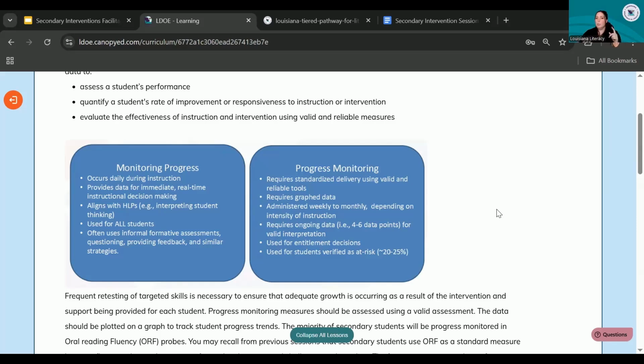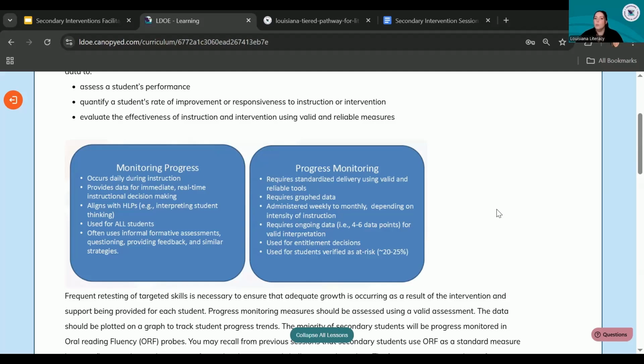Progress monitoring means you have standardized delivery using a valid and reliable tool. It requires graph data, which we just talked about. I'm going to show you what that looks like in just a moment. It should be administered weekly to monthly, kind of depending on which tier of support the student is receiving. It should be ongoing. You should have 4 to 6 data points usually for valid interpretation to see how a student is actually progressing.